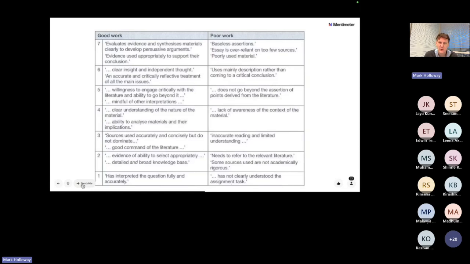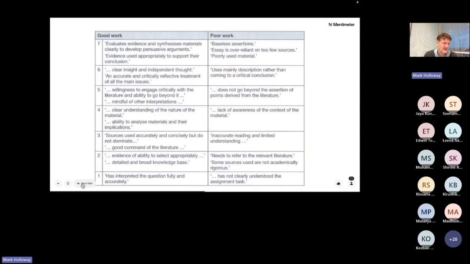The kind of comments that we might see quite commonly on poor work go from "has not clearly understood the assignment task," going up to "need to refer to relevant literature," or "some sources not academically rigorous." There's a strange noise going on around me in the building, so please do tell me if it's disturbing. I'll maybe just try to speak loudly.